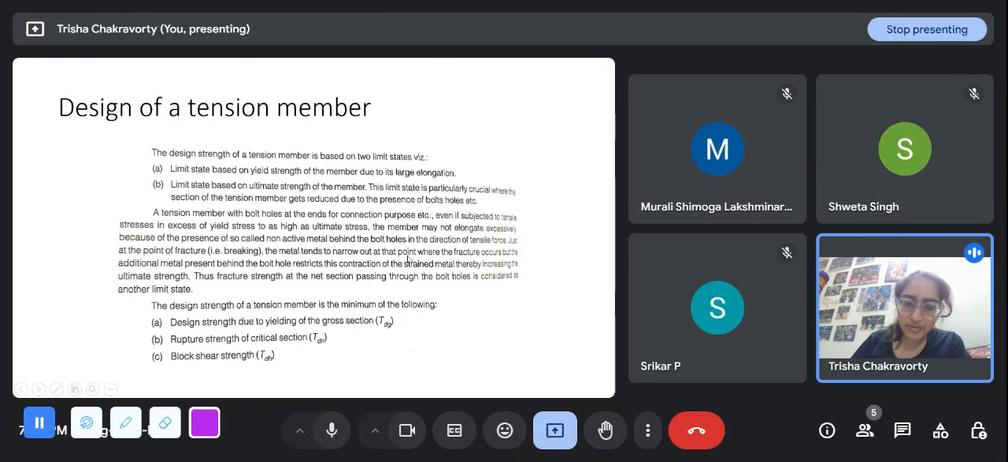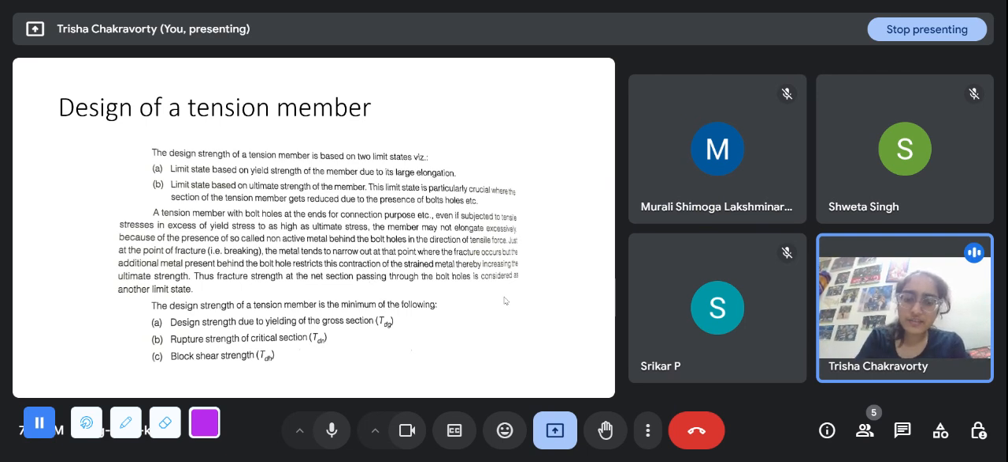The metal tends to narrow out at that point where the fracture occurs, but the additional metal present behind the bolt hole restricts this contraction of the strained metal, thereby increasing the ultimate strength. Thus, fracture at the next section passing through the bolt is considered another limit state.